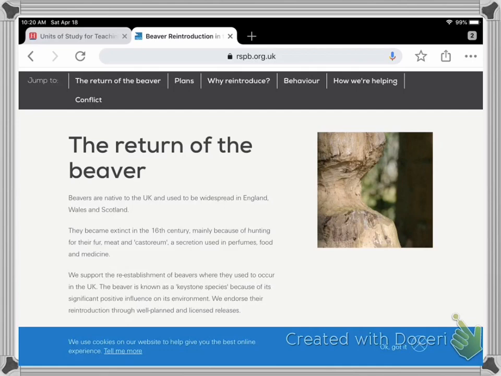And it was interesting to me to find out that beavers were native to the United Kingdom, to England, and they used to be widespread in England and Wales and in Scotland, but then they became extinct in the 16th century because of hunting for their fur, meat, and castoreum, a secretion used in perfumes, food, and medicine.